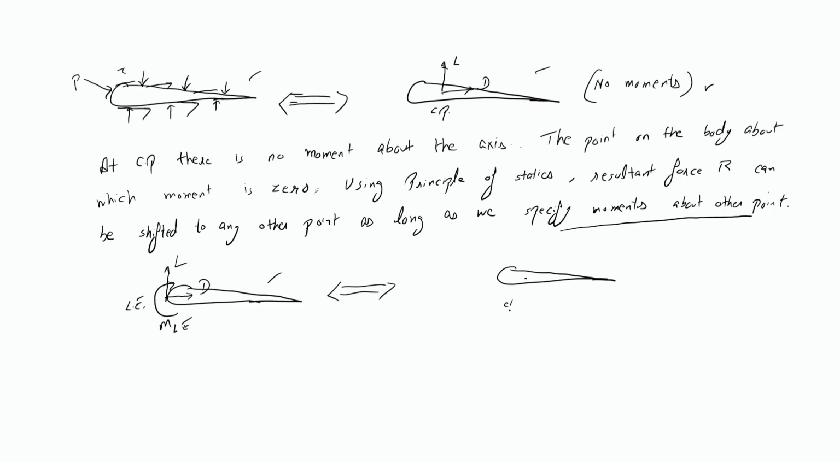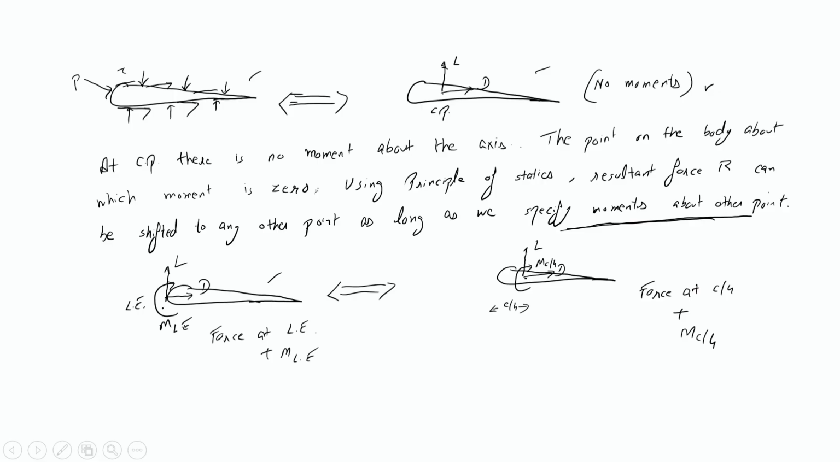If this is the quarter chord point, c by 4, we just have to mention here lift, drag and moment about the quarter chord point. So here we have force at the quarter chord point, c by 4, plus moment about the quarter chord point. Similarly, here we have force at the leading edge plus the moment about the leading edge. So this point is worth noting. Always mention the point about which you are considering the moments.